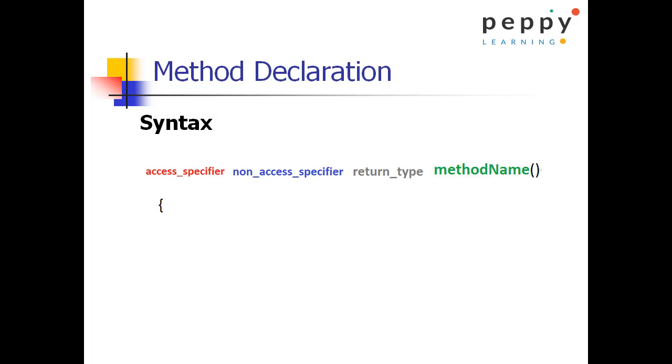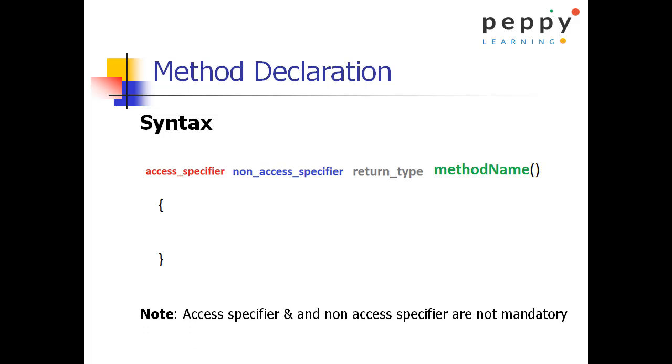Let's see a normal method declaration apart from the main method. Let's see the syntax. First you have the access specifier, non-access specifier, return type, method name, and its body. We will learn in depth about access specifiers and non-access specifiers in the next session, whereas return type and method name are mandatory, and access specifier and non-access specifier are not mandatory.